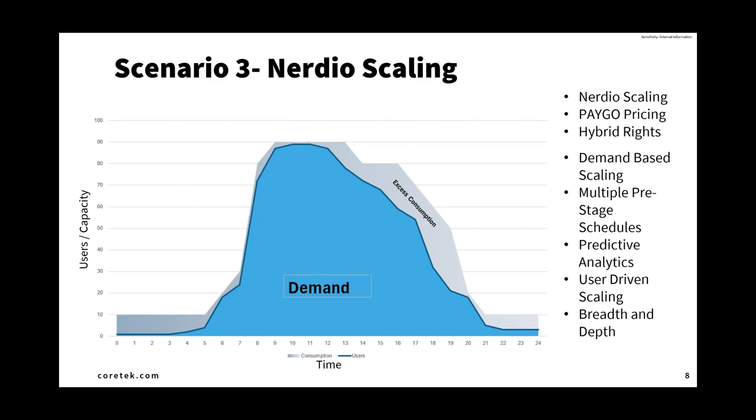So in this scenario, we're using Nerdio to do that, and we're getting far closer to our actual demand. And it's because we have demand-based scaling, we have multiple pre-stage schedules, we have some predictive analytics in there, we have some scaling that can be done based on numerous factors such as CPU, RAM, memory, session numbers, et cetera, that'll allow us to very much more granularly match what we see from a demand perspective. And that has some pretty dramatic implications on some finance.